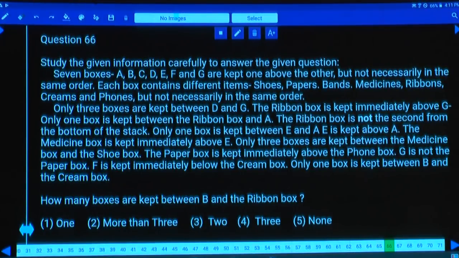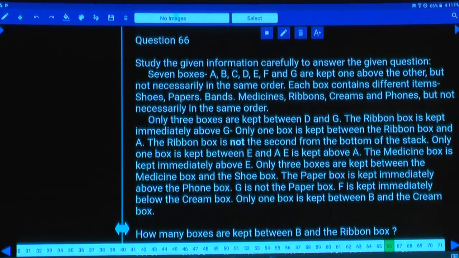Paper number 55. Question numbers 66 to 70.